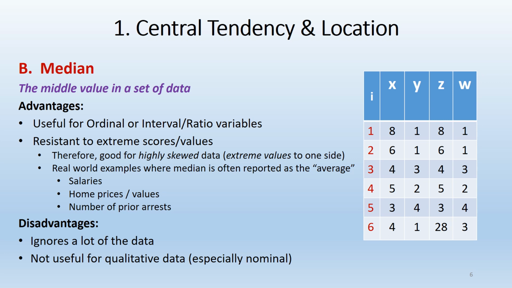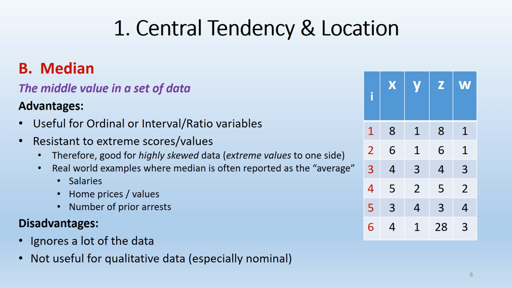So when we talk about salaries that people make, right? There may be a lot of people make between $15,000 to $85,000 a year, but then there's those outliers. There's those people who make $5 million or $10 million or $20 million a year. There's not a lot of them, but they can skew sort of the distribution. Home prices and values, similar idea. You have those mansions on the hill that can skew the distribution.